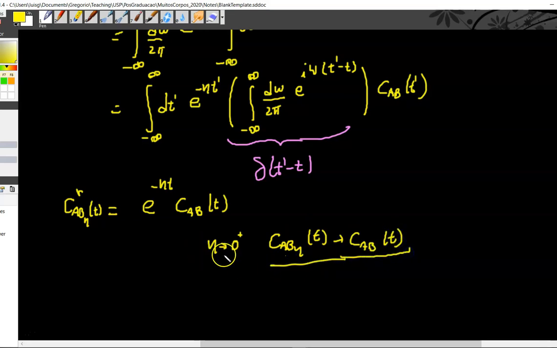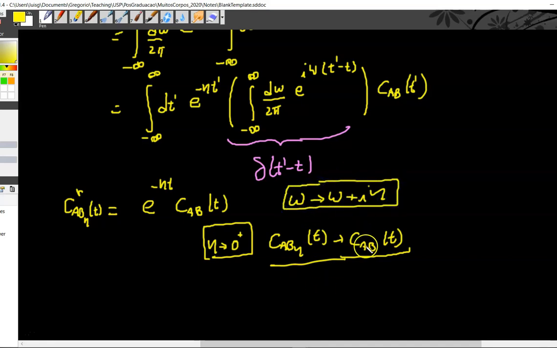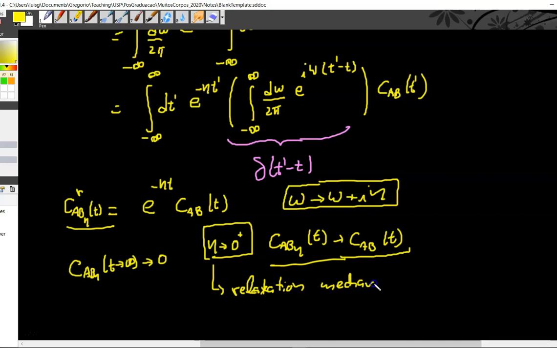But when we add this small parameter here, I satisfy the regime that CAB eta at infinity goes to zero. So at longer times, these guys decay, and this is kind of my relaxation mechanism. Now you will see that the limit eta going to zero has an interesting meaning here, right?